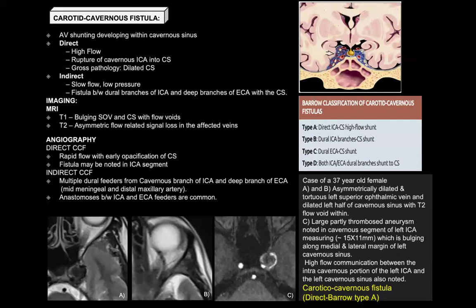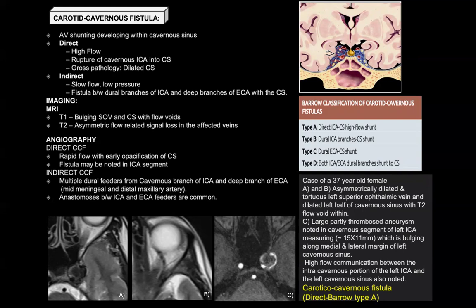Our next case was a case of a 37-year-old female. Imaging showed an asymmetrically dilated and tortuous left superior ophthalmic vein and a dilated left half of the cavernous sinus. A large partly thrombosed aneurysm was noted in the cavernous segment of the left ICA, with high flow communication between the intracavernous portion of the left ICA and the left cavernous sinus also noted. This was a carotid-cavernous fistula, Barrow type A.